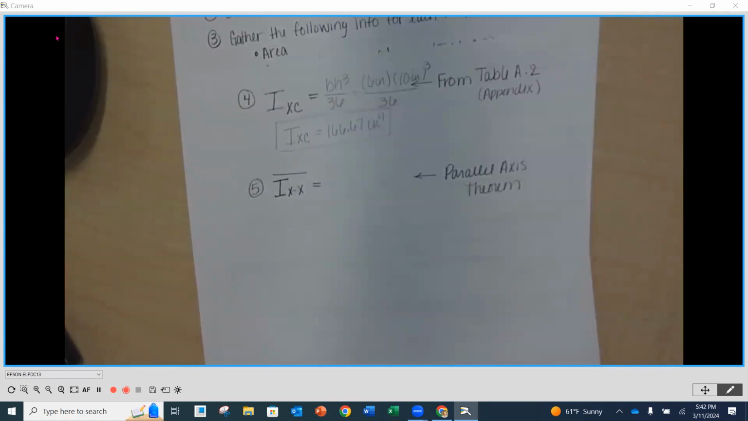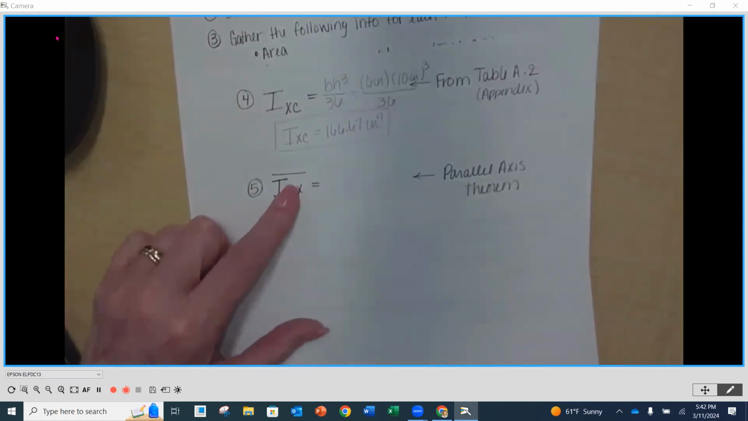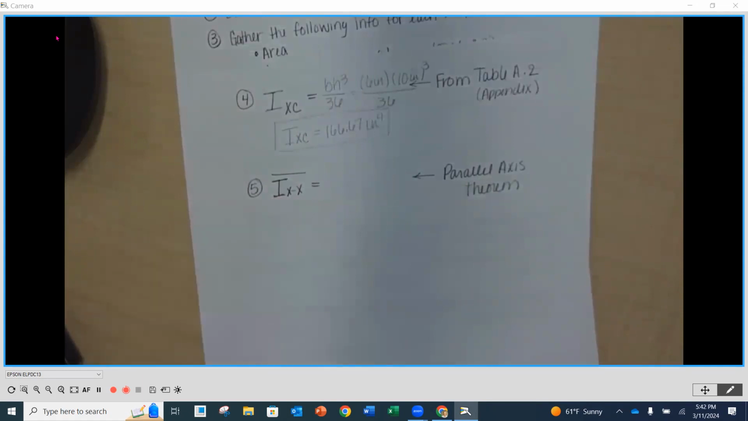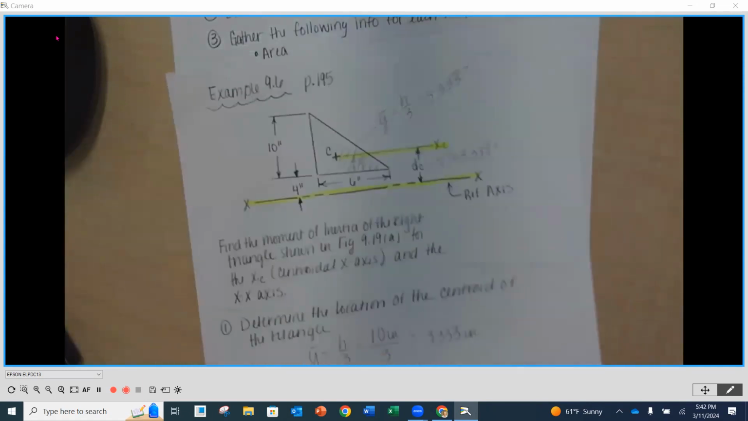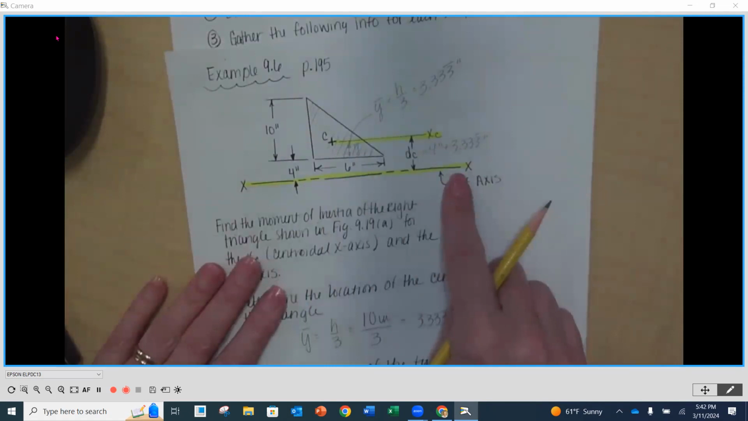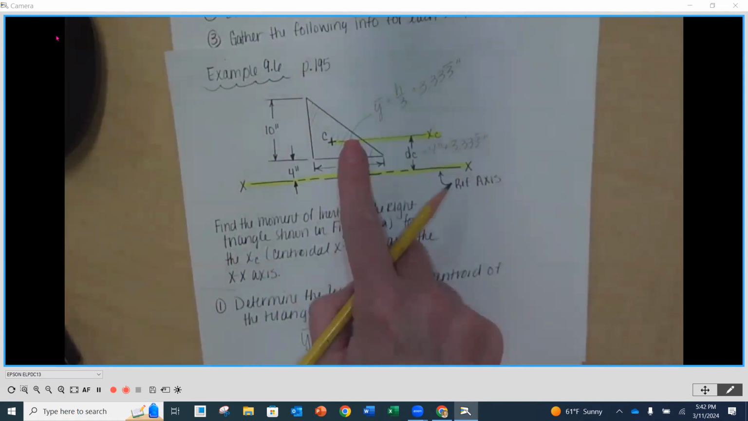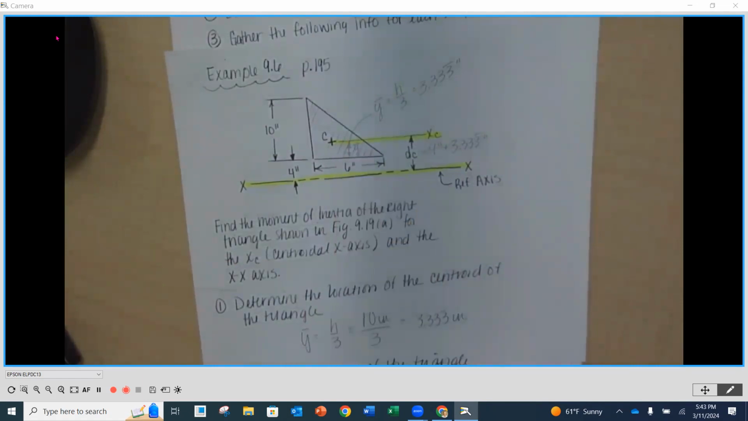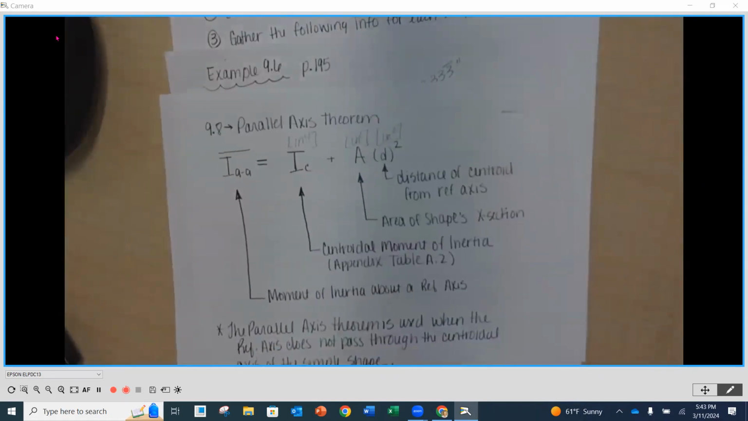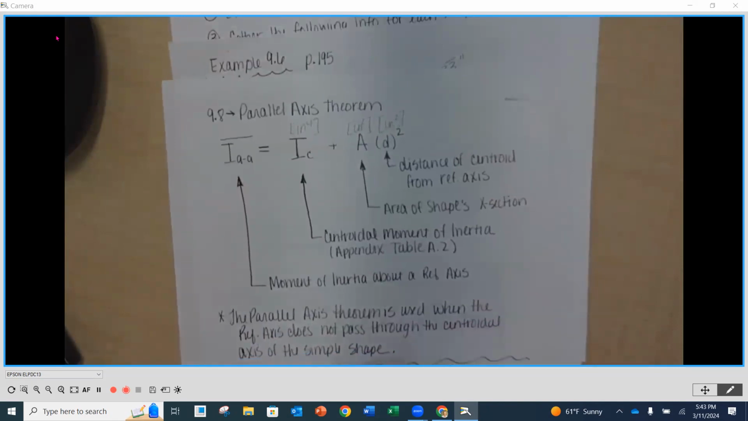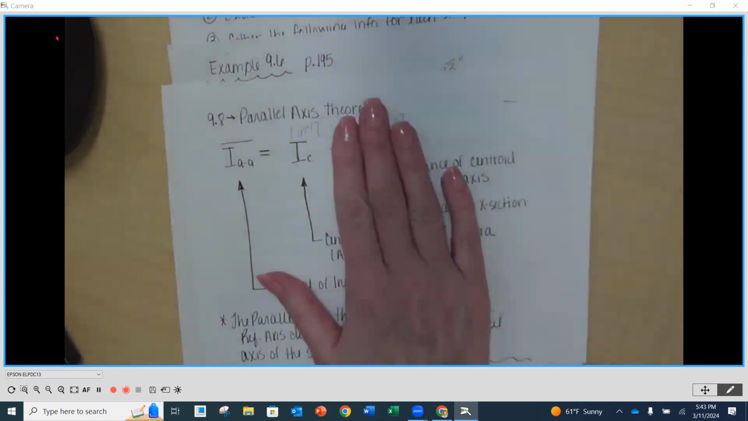Now, the last part of this is looking at what is the total moment of inertia, but this time about the reference axis. If we go back to our illustration, our reference axis is right here. It's off the part. It does not go through the centroid of our part. So this means that we are going to have to use the parallel axis theorem. If it went right through the centroid, we wouldn't worry about this.